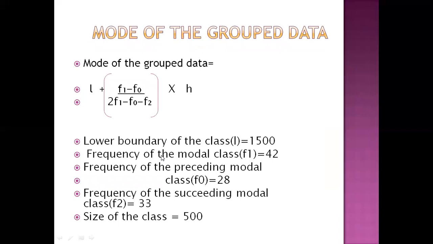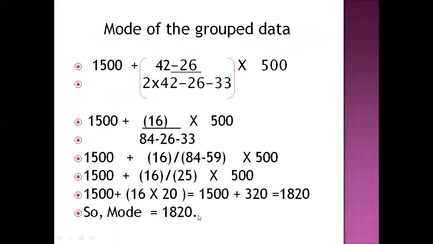So the mode of grouped data formula is L plus F1 minus F0 by 2F1 minus F0 minus F2 into H. Lower boundary of the class L is equal to 1500. Frequency of the modal class F1 is equal to 42. Frequency of the preceding modal class F0 is equal to 28. Frequency of the succeeding modal class F2 is equal to 33. And size of the class is 500.